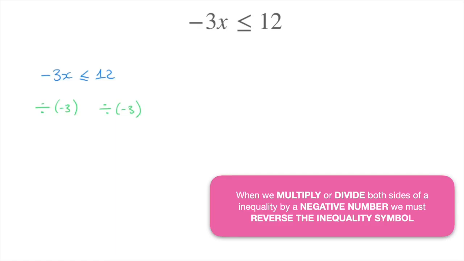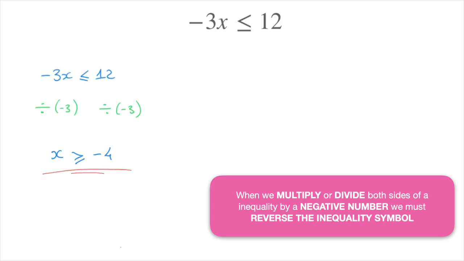On the left-hand side, we have negative 3x being divided by negative 3, and that leaves us with x. On the right-hand side, we have 12, which is being divided by negative 3. Now, 12 divided by negative 3 leaves us with negative 4. And since we've just divided by a negative number, we reverse this inequality symbol to write x greater than or equal to negative 4. And that's the answer.